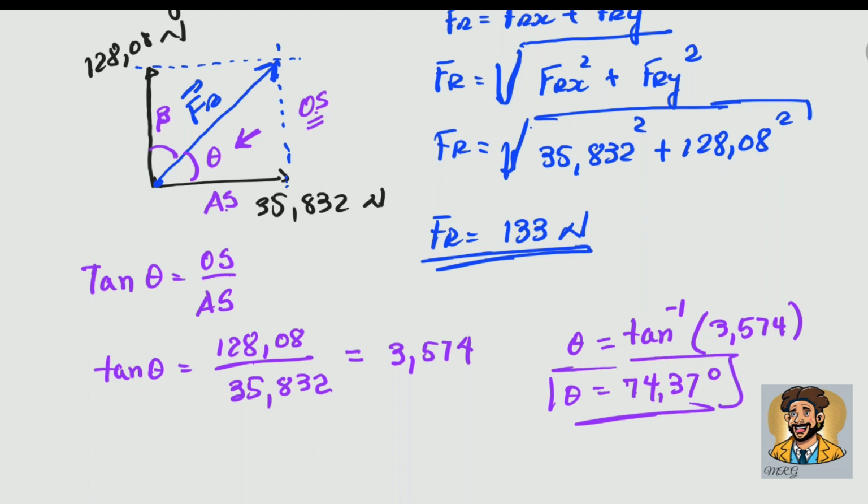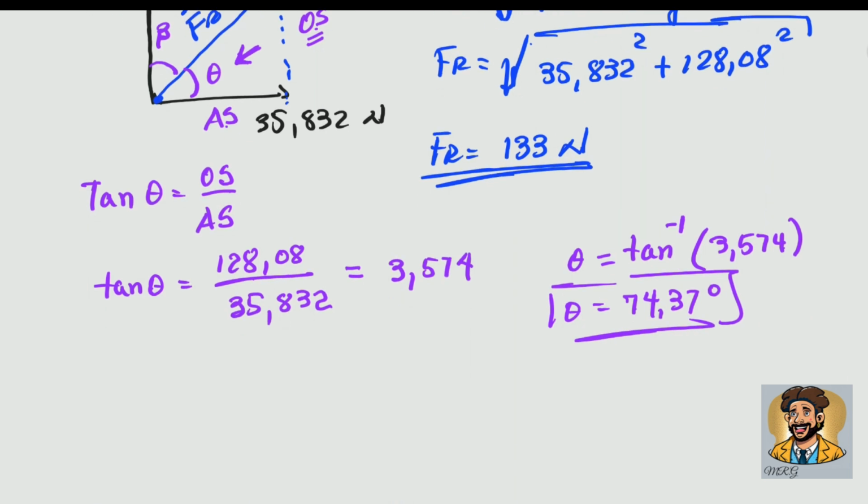But now we cannot leave the angle just like that. The final answer, guys, will be 133 Newton at, so let's write the final answer. How should it be written there? We should say FR is equal to 133 Newton at, and then you write the angle, for example 74.37 degrees above the horizontal.